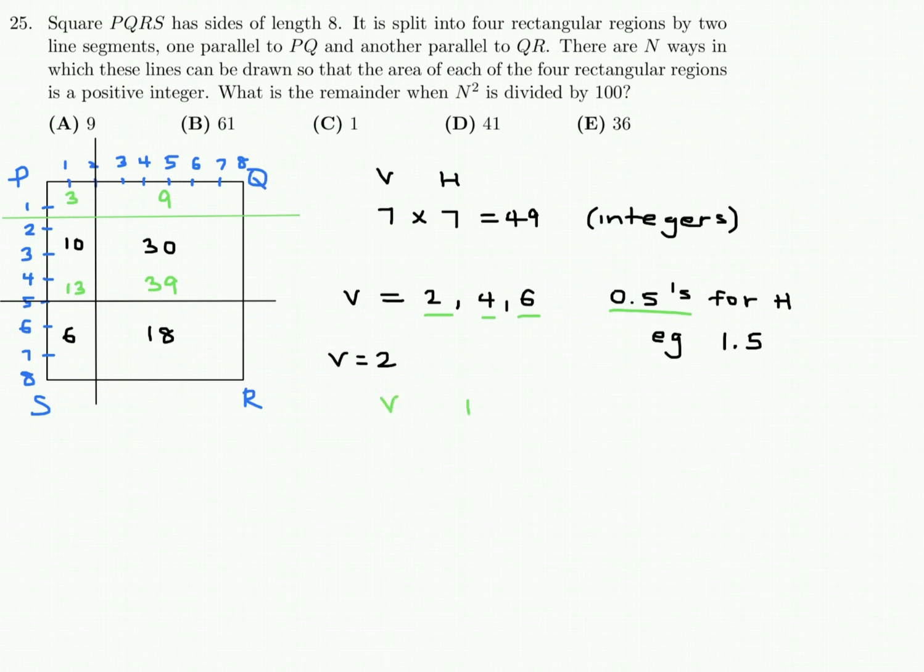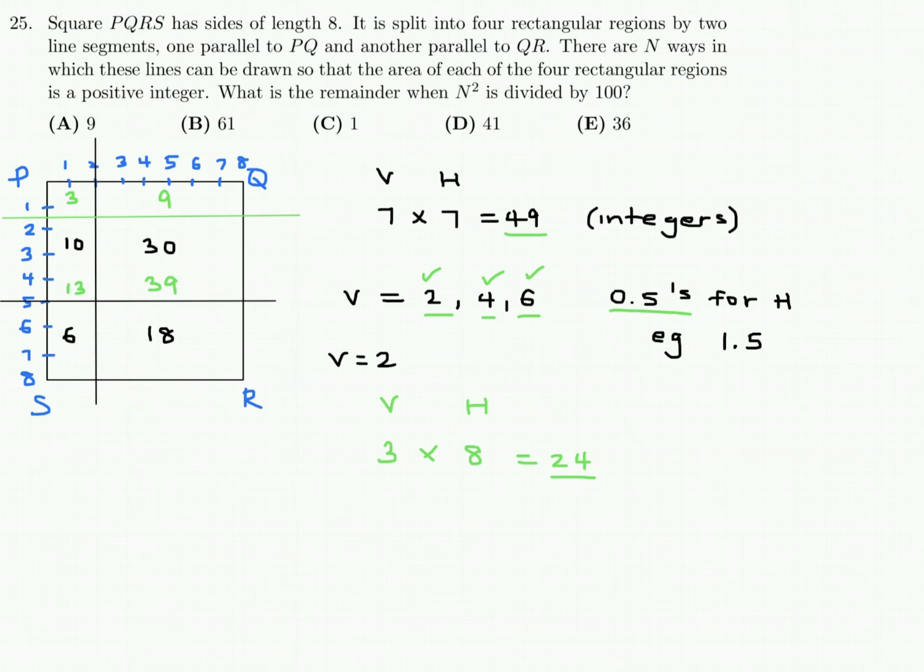So that means if I were to figure out how many total, for V, it looks like I've got 3 choices, either 2, 4, or 6. And for H, how many 0.5s? Gotta think about this. I get 0.5, 1.5, 2.5, 3.5, 4.5, 5.5, 6.5, 7.5. So 1, 2, 3, 4, 5, 6, 7, 8. 8 of those. So 8 possible choices for the H. And you got to multiply them, so that's 24. Okay, so hopefully that makes sense.